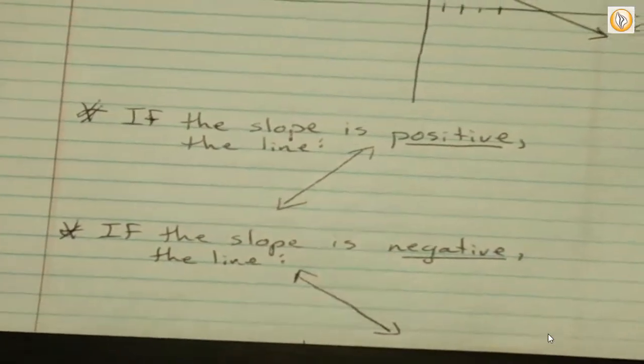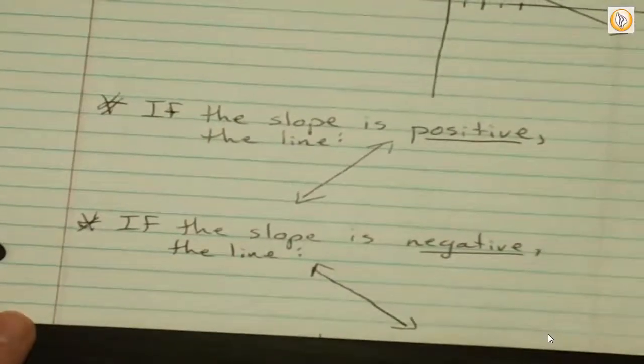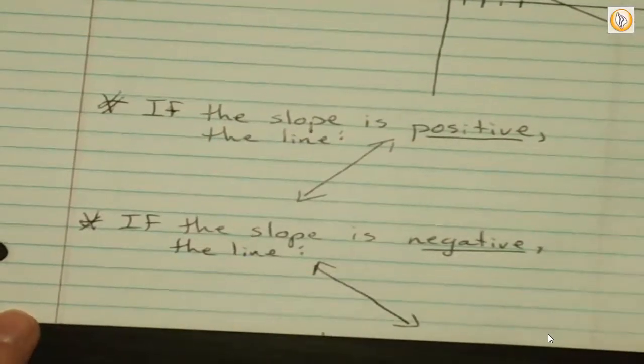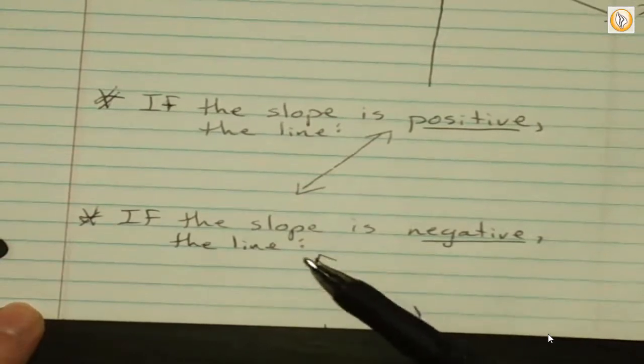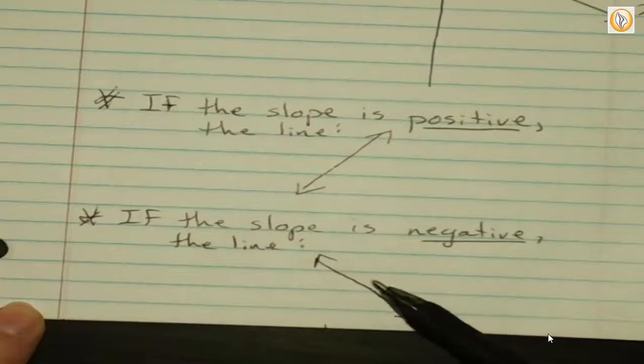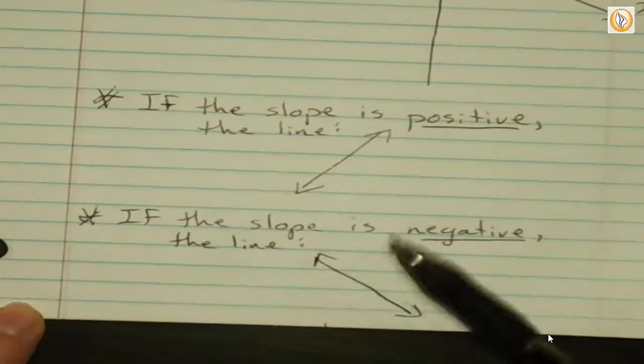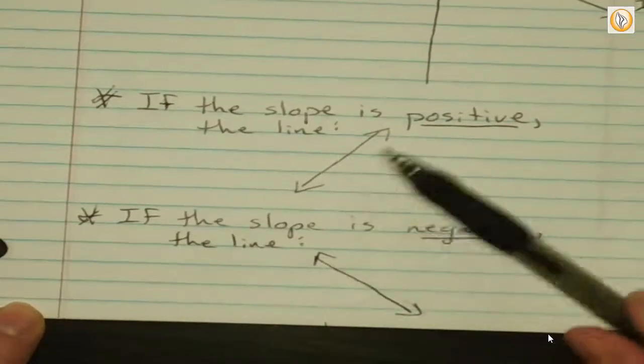Now, yesterday, I had a number of students in here whose line or graph would be going this direction when it was supposed to go this direction.